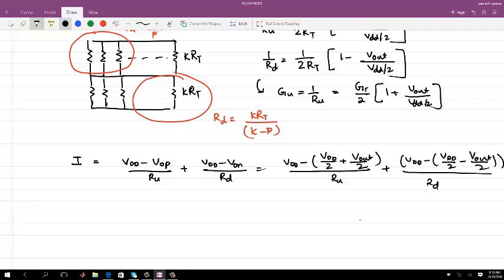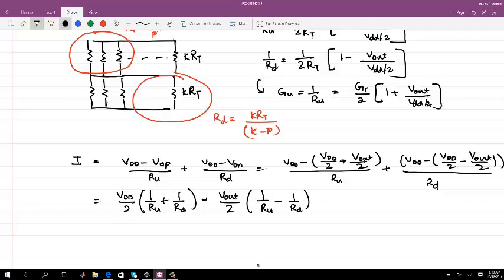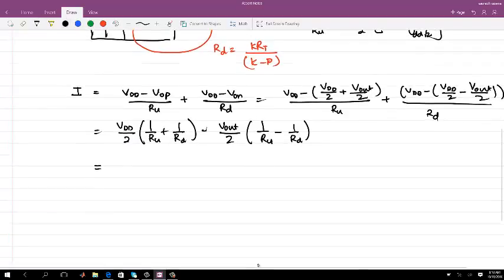by RD. You simplify this, it will be VDD by 2 into 1 by RU plus 1 by RD, okay, then minus V out by 2 into 1 by RU minus 1 by RD. Okay, now we know that 1 by RU plus 1 by RD is 1 by RT as per the channel termination. So this is VDD by 2 RT.